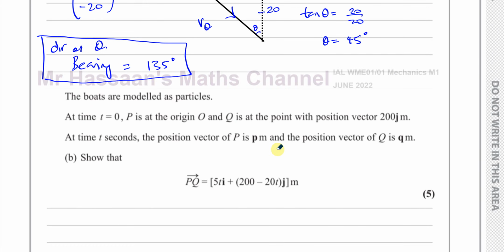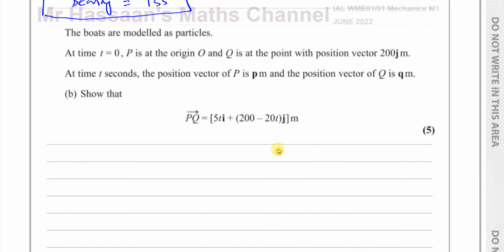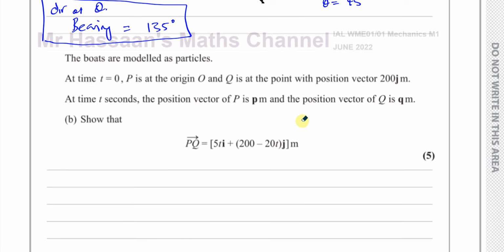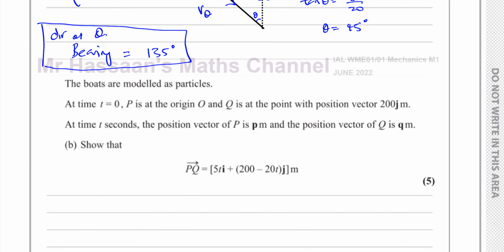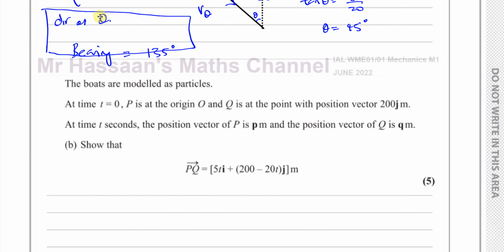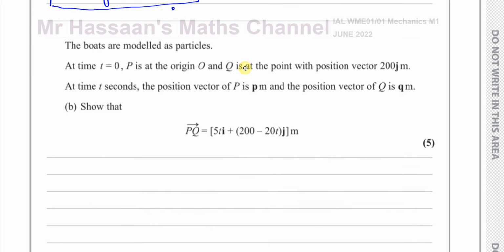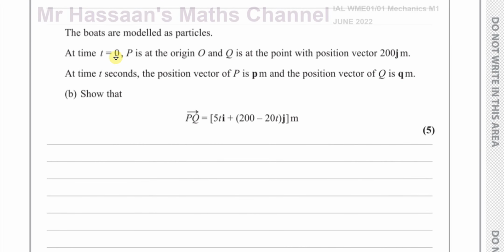Now, it says the boats are modeled as particles. At time t equals 0, P is at the origin and Q is at the point with position vector 200j. Let's move that up there. At time t seconds, the position vector of P is given by P meters, and the position vector of Q is given by this vector Q meters. Show that the vector from P to Q is 5ti plus (200 minus 20t)j meters.